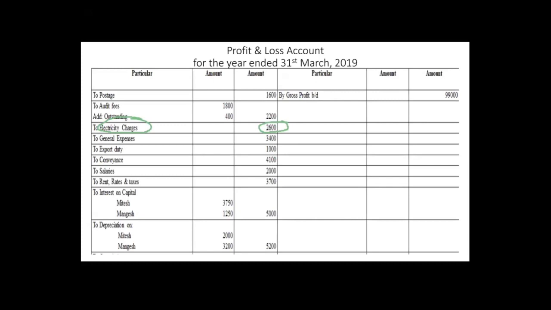General expense. Okay, again general expense is an indirect expense. So you will see over here general expense and no adjustment. That's why the amount is in the second column. Export duty is again an indirect expense. So if you see over here, there is an export duty. In the last lecture, I informed you regarding the import duty and export duty. The import duty is recorded in trading account, whereas export duty is recorded in profit and loss account.